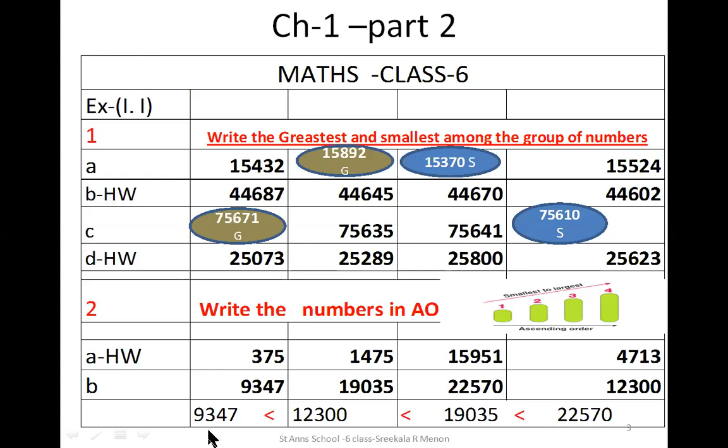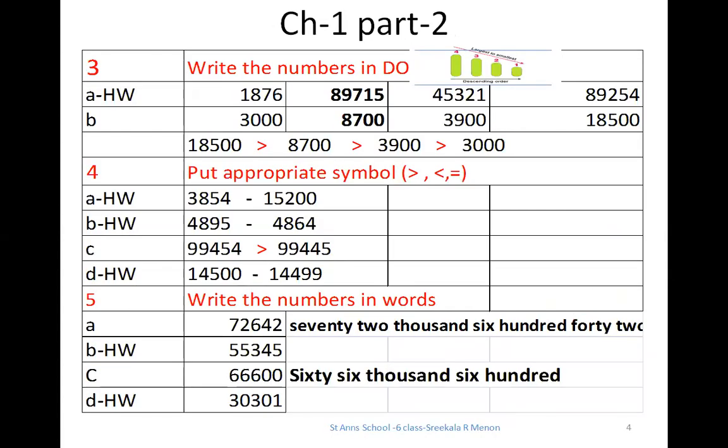Now we are moving to our next bit, that is our third bit. Write the numbers in descending order. I have shown with the help of a small picture here. Descending order says start from the bigger number and move towards the smaller number. Yes, the first question is your homework and the second one I have done for you.